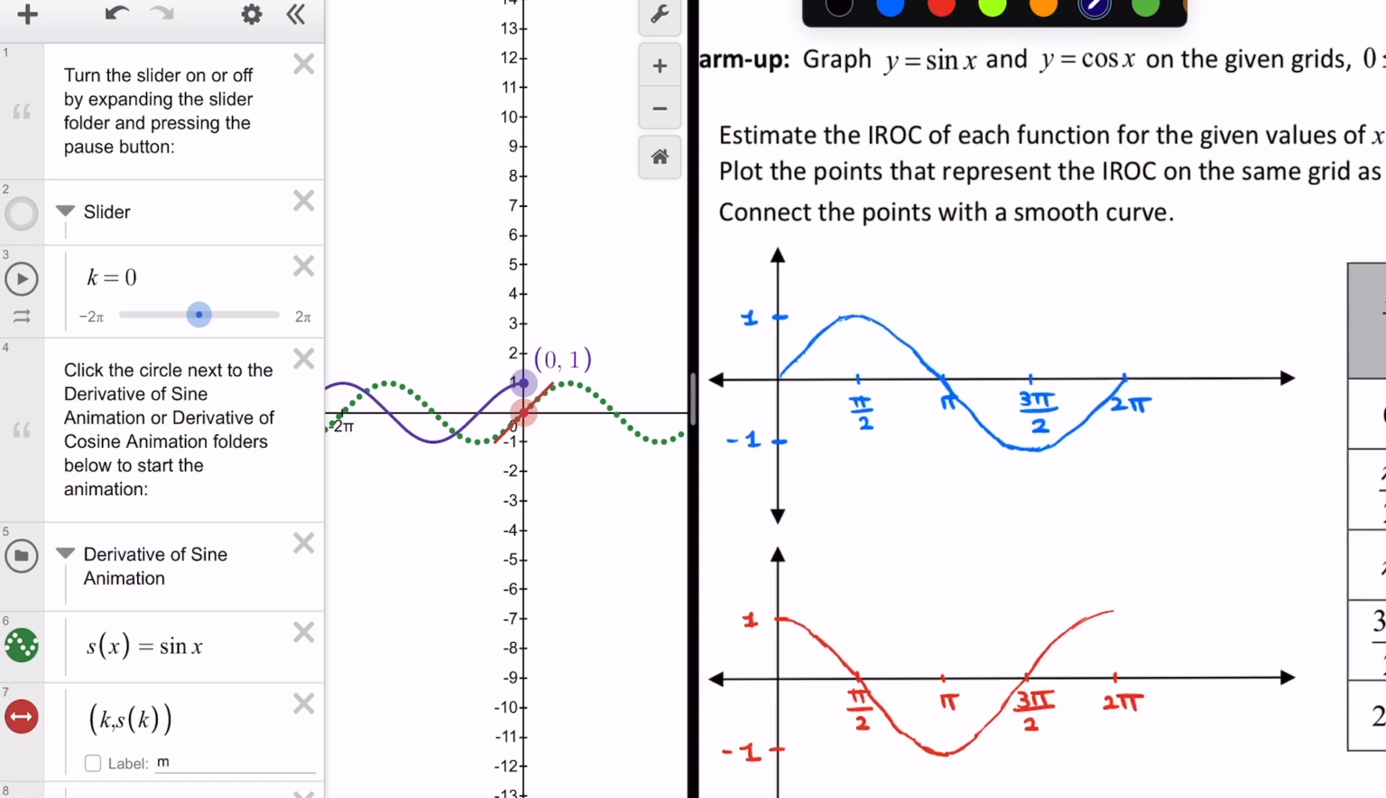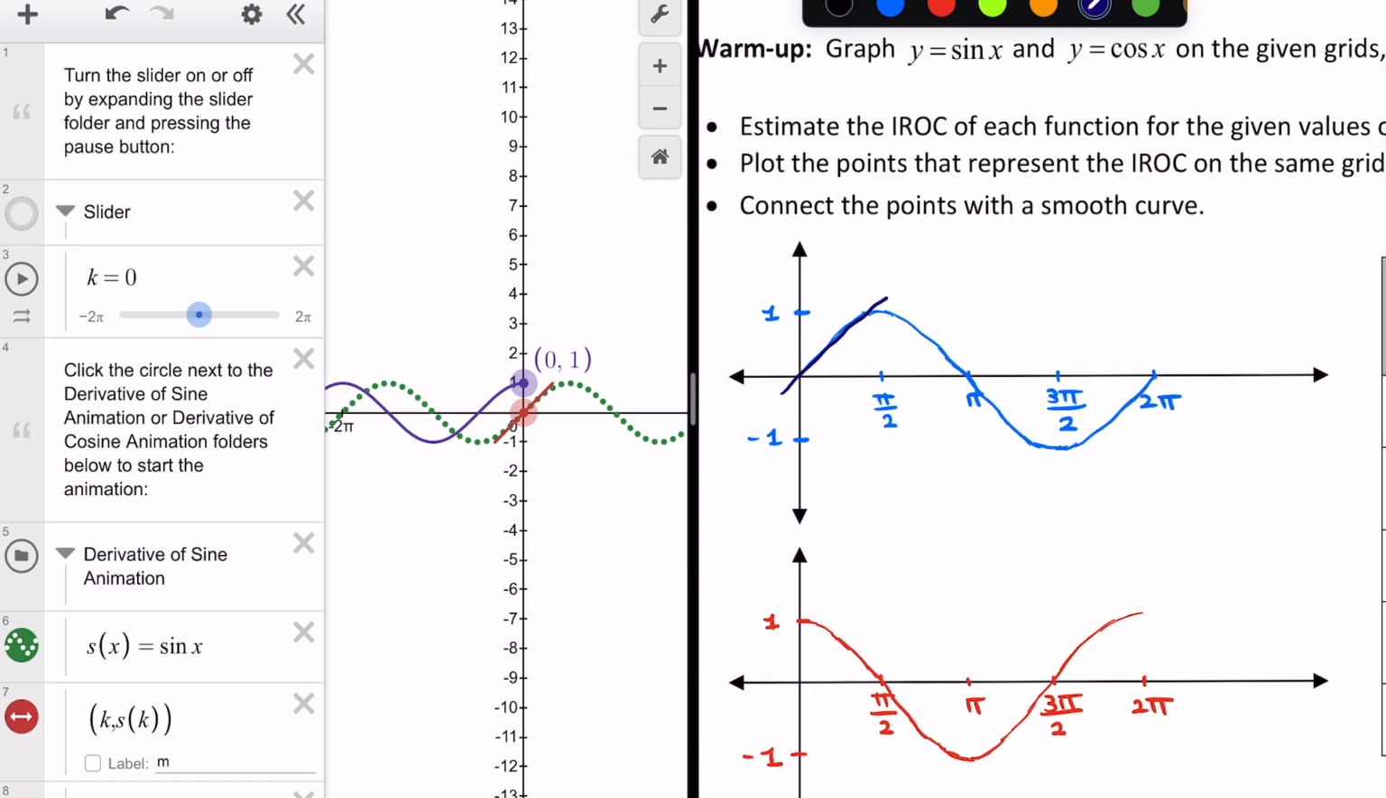And so if we just zoom in here and try to draw some tangent lines, what we are going to see when we look at the graph is all the different slopes of the tangent at the different points for the sine graph.